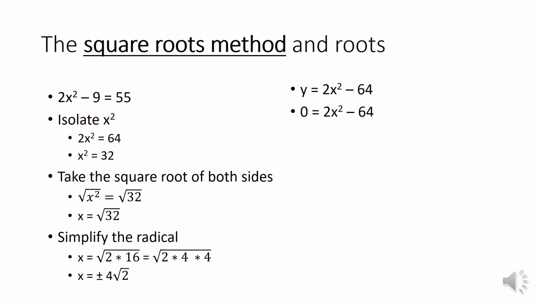Right. Now for x, we're going to plug in the root that we found. So we found two roots. I'm just going to put in one. I'm putting in positive 4 times the square root of 2. So we have 0 is equal to 2 times x times x. Now x is 4 times the square root of 2, so it's 2 times 4 times the square root of 2 times 4 times the square root of 2 minus 64.